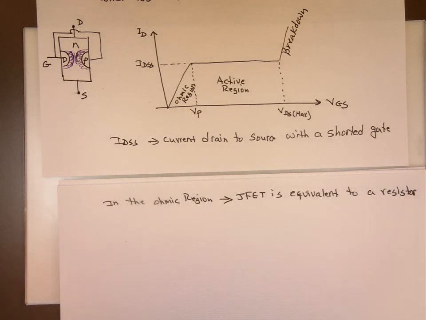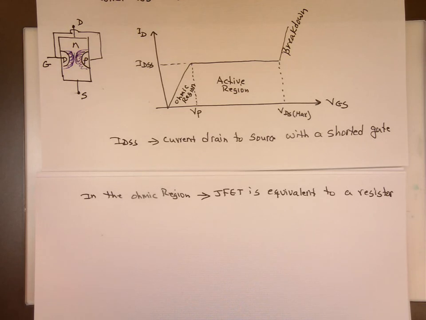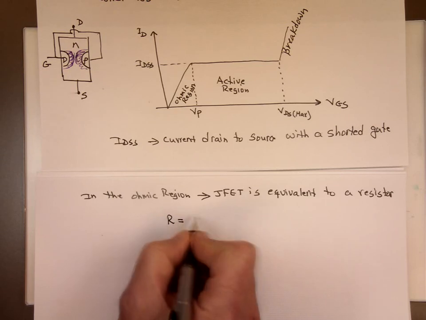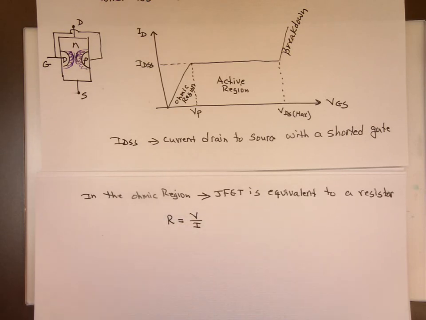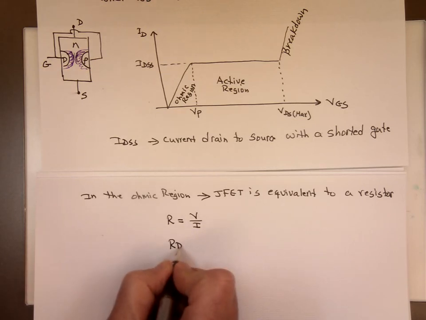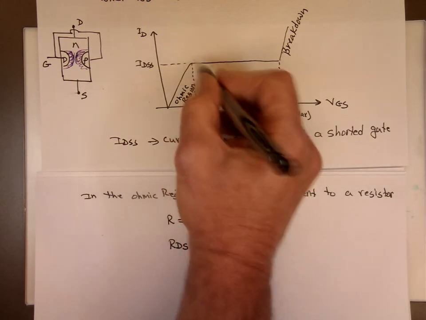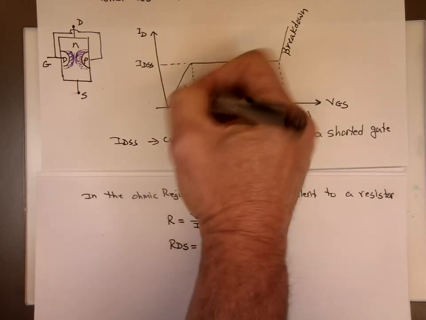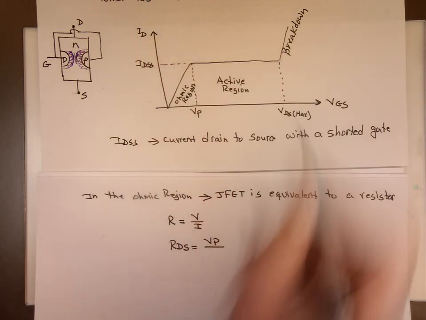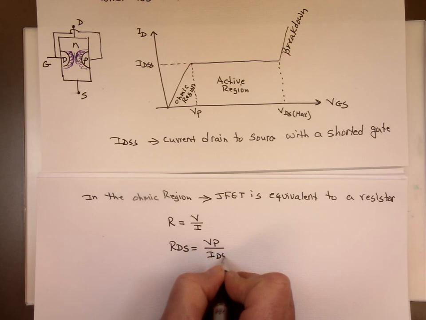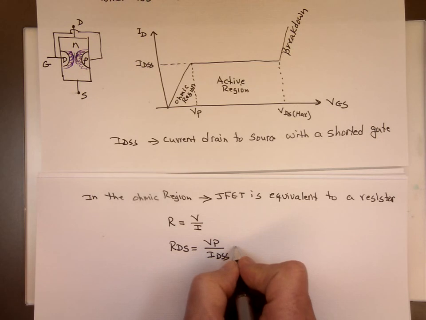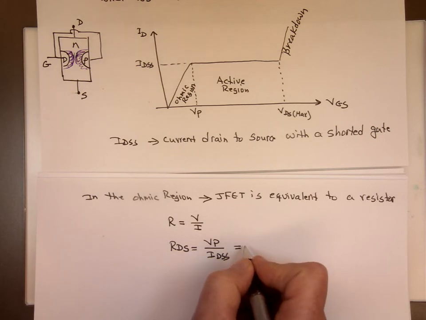So if it's equivalent to a resistor, then what's the value of that resistor? Well, Ohm's law says R equals what? V over I. That's Ohm's law. So here the resistor we're going to call R between the drain and the source is equal to the voltage, which is actually VP, the slope of that one, divided by that current, which is IDSS. And we call that resistor, RDS, the ohmic resistance of a JFET.